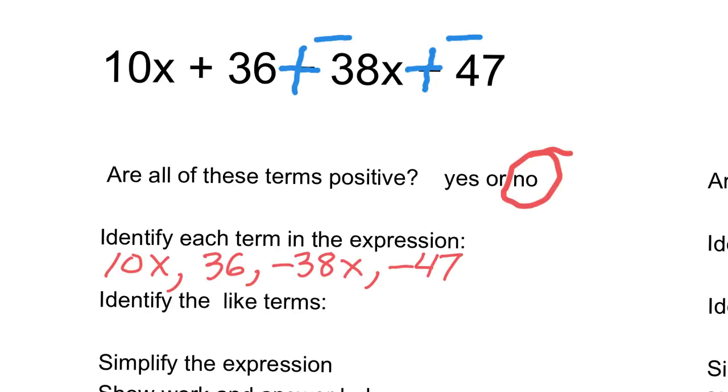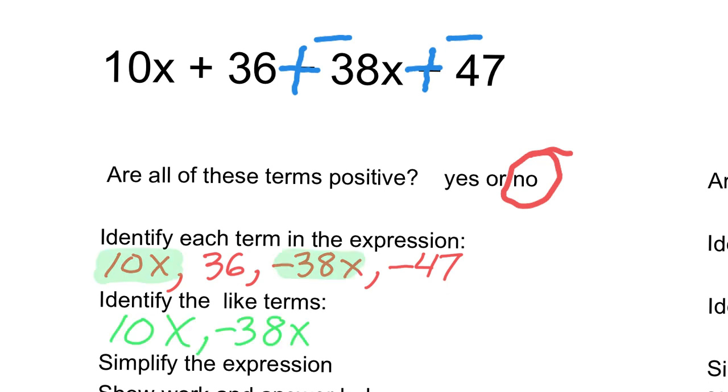So that's exactly what I did. I wrote 10x, that's my first term, then I wrote 36, then I wrote negative 38x, make sure that negative's on there, and then I wrote negative 47. Now I'm going to identify my like terms.